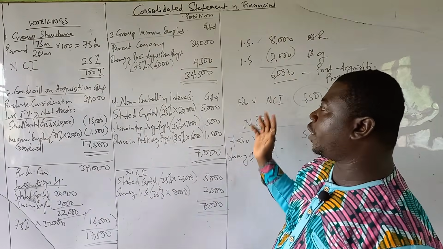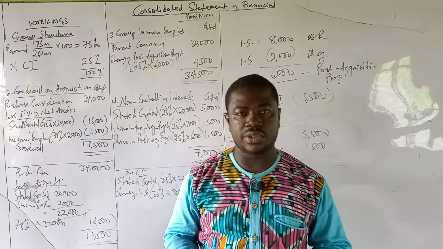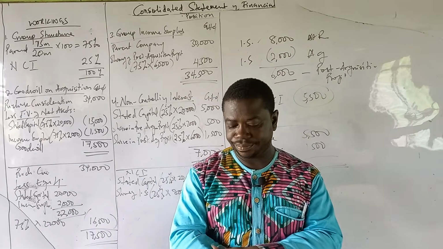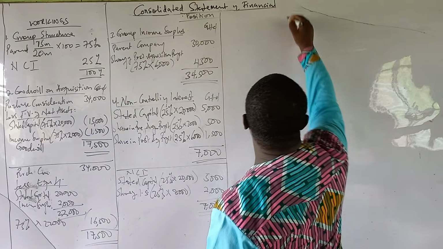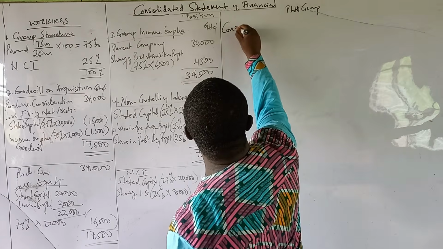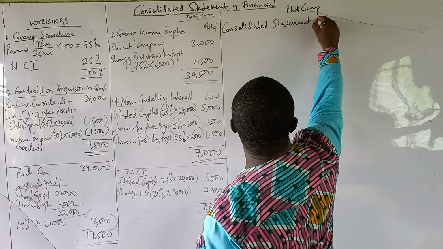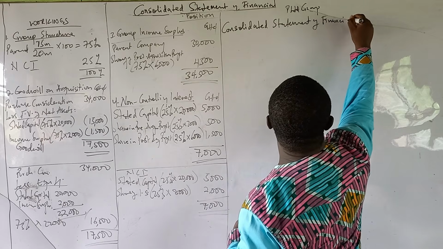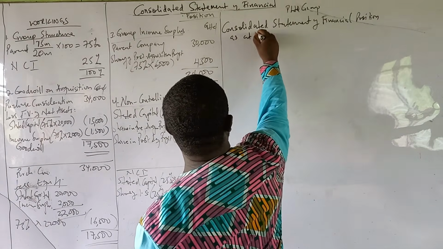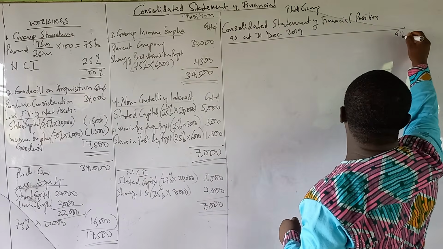So yes, we are going to prepare the consolidation, but this is the workings that we have done. So we can now move on to prepare a consolidated statement of financial position, which will bring us to the end of this video. All right. So now we can prepare for P Limited Group consolidated statement of financial position as at 31st December 2019. This is the reporting date.